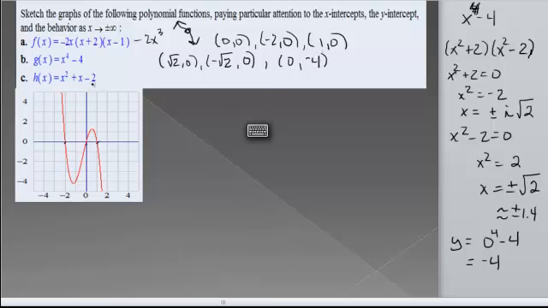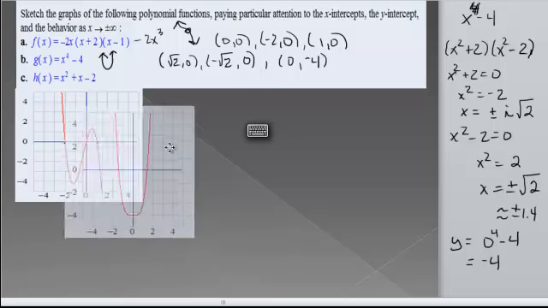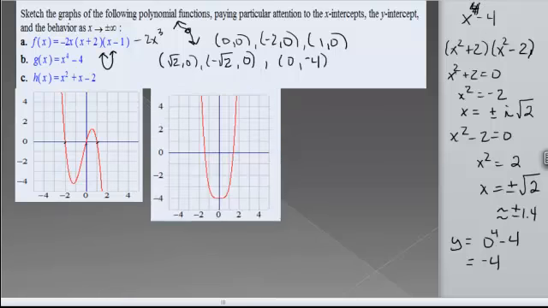Since this is an x to the 4th function, this means it's a parabola shape, so it looks something like this, and it's pointing upwards because the leading coefficient is positive. Then it's going to pass through these 3 points. So for B, you get a graph very similar to this one. Here is your -1.4, your positive 1.4, and the y-intercept is here at (0, -4).